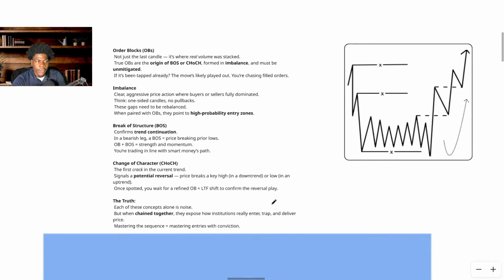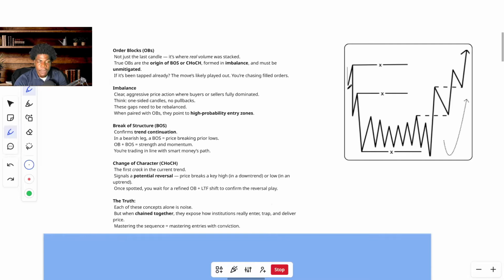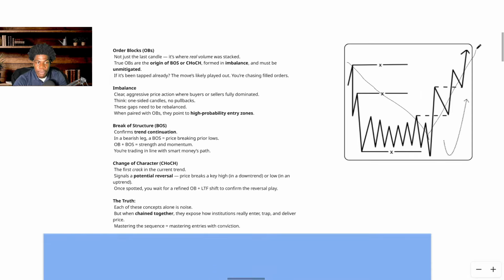A change of character is the first crack in the current trend. It is the signal for a potential reversal. You see, price was once in this downtrend right here, to then quickly manipulate lower to give us a liquidity sweep of these lows, to then expand higher and give us a change of character of this high right here. Price was once in a downtrend, but now price changed to be in an uptrend.